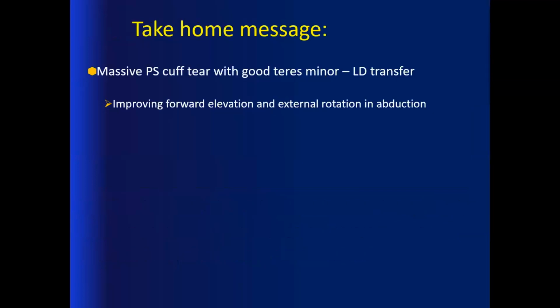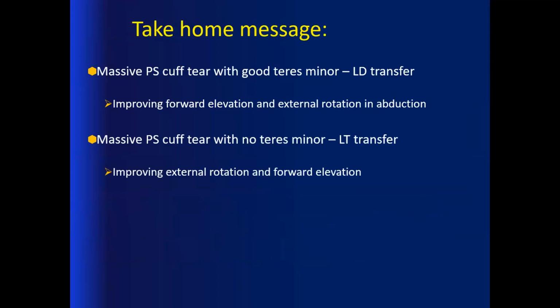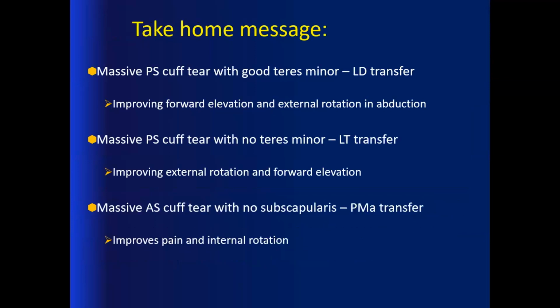So coming to the take-home message, in massive posterosuperior cuff tear with good teres minor, LD transfer is opted, where it improves forward flexion and also external rotation and abduction. In case of posterosuperior cuff tear with no teres minor, LT transfer is opted, where it improves the external rotation and forward elevation. In case of anterosuperior cuff tear with no subscapularis, pectoralis major transfer can be done, and it improves the pain and internal rotation. In case of thin cuff repair or irreparable cuff tear, SCR reinforcement can be attained.